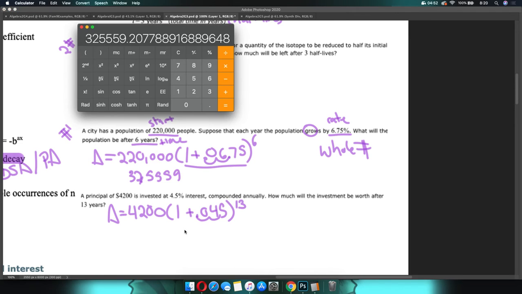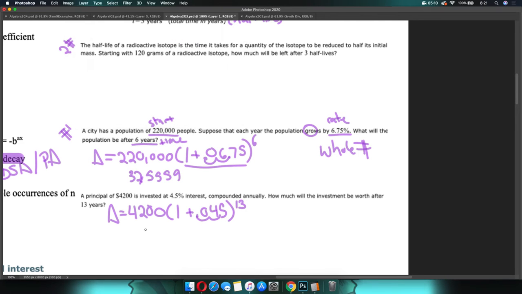1 plus 0.045. So 1 plus 0.045 equals, to the power of 13 equals, and then times 4,200. I'm done. There it is. 7443. 7443. That's how fast this topic goes.